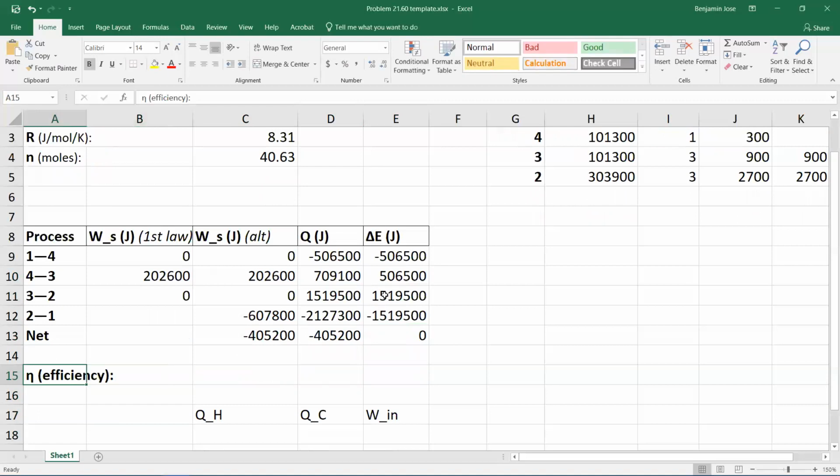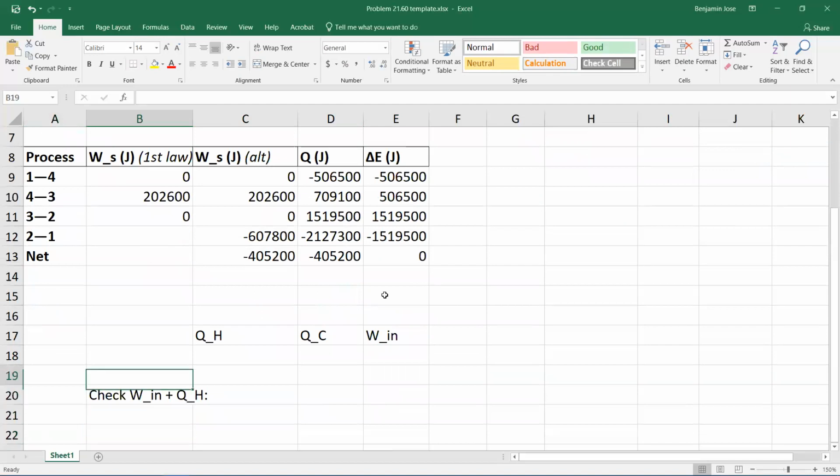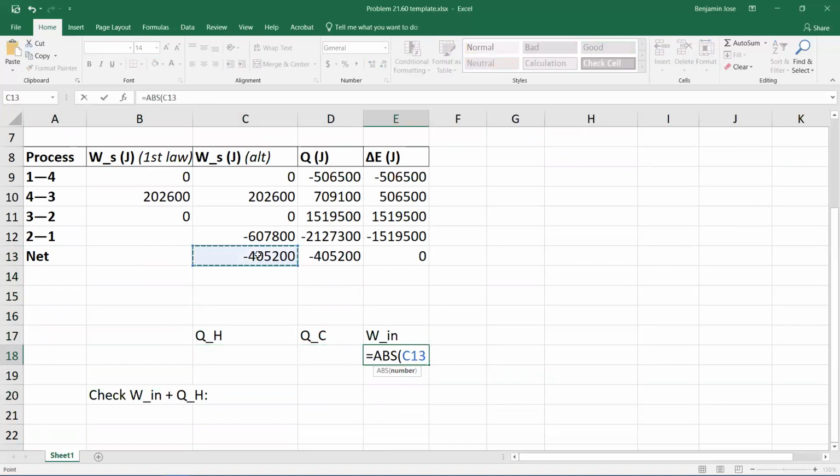I don't think so. So what have I done here? I already went through this. Right, okay. Work input. Since the net work done by the system is negative, that means positive work was being done on the system. That's input work. So I'm going to say the input work is the absolute value of this net work done by the system.